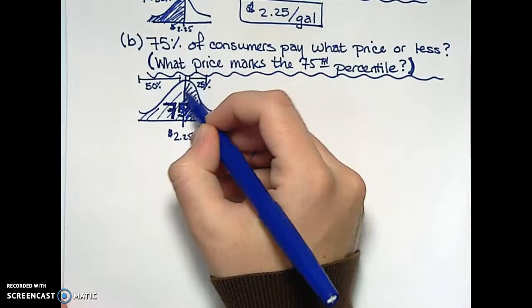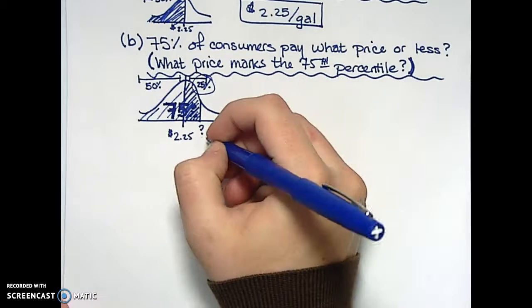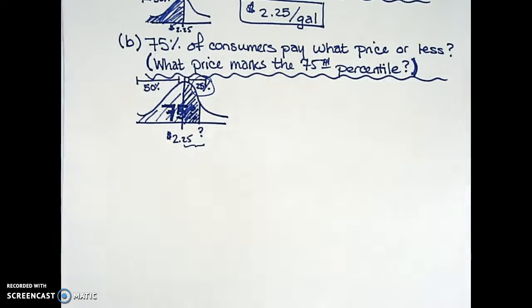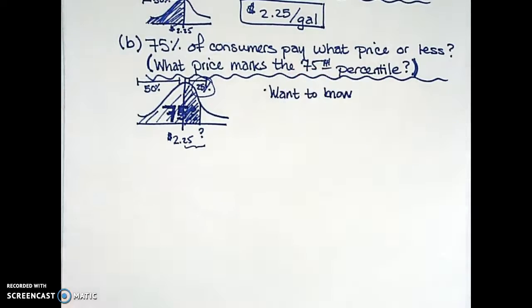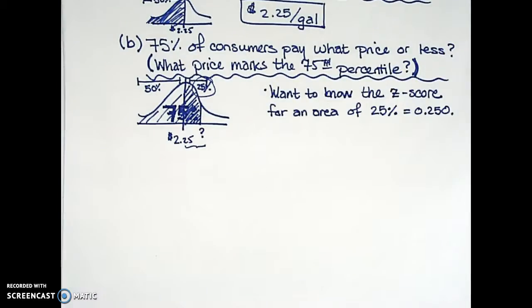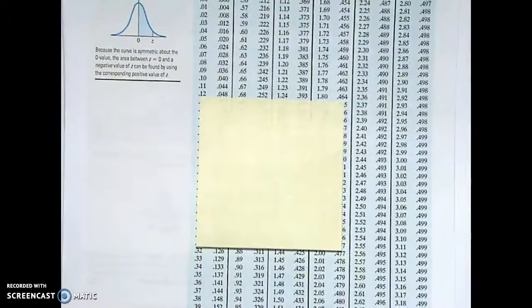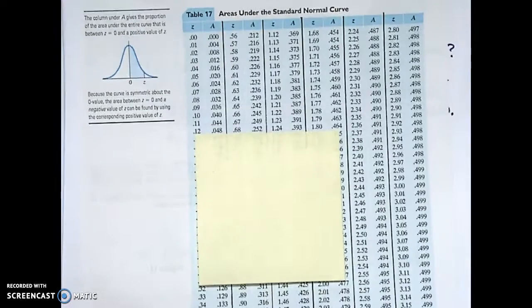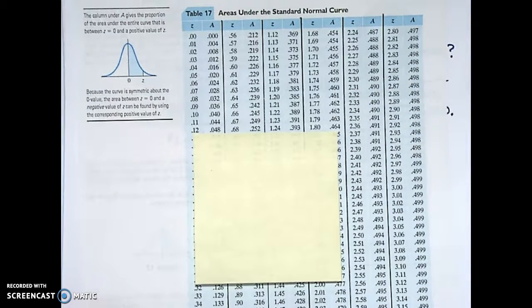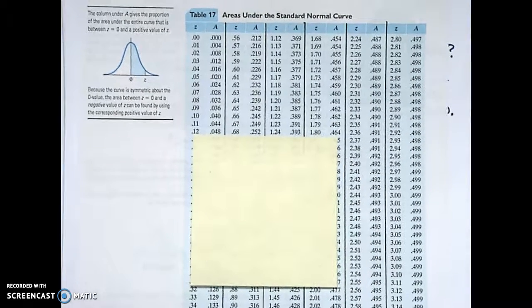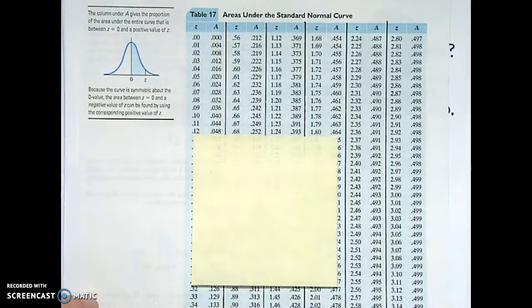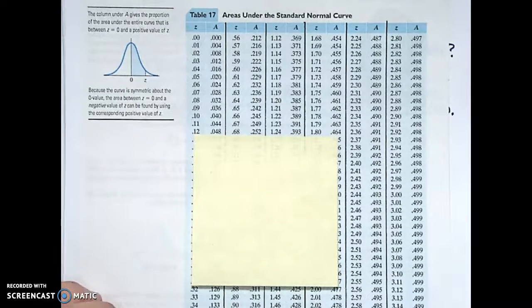So here we know the area, 25%, but we don't know the z-score, or we don't know how many standard deviations above the average this price is. So now we want to know the z-score corresponding to an area of 25%. So we're going to pull up our table for the standard normal curve, and we're going to look at the columns associated with area. So again, that's the right column of the two as they're paired together. And I'm going to look for a number close to 0.25. Notice that there are two values that are relatively close to 0.25. Let's write both of those down in our example and determine which one we should use.